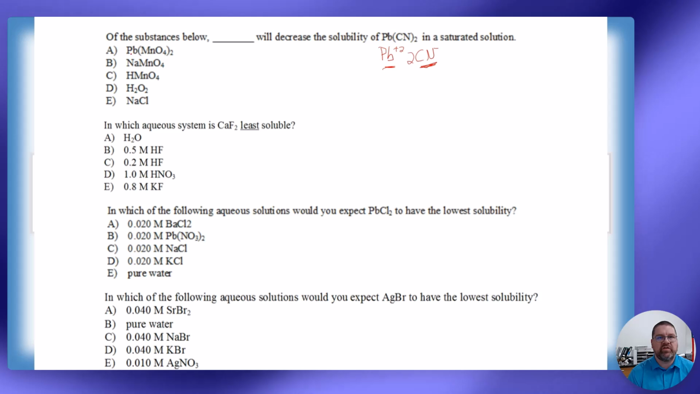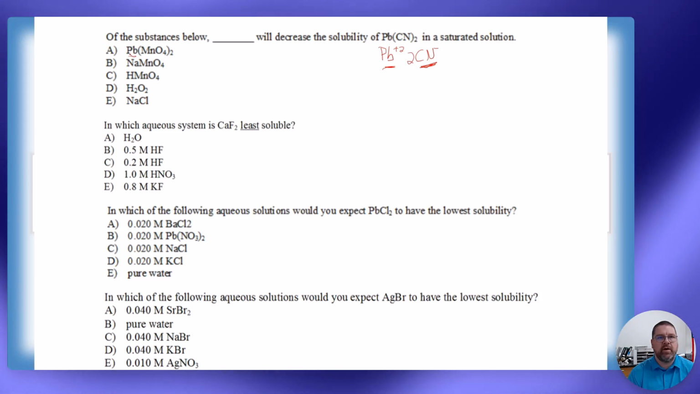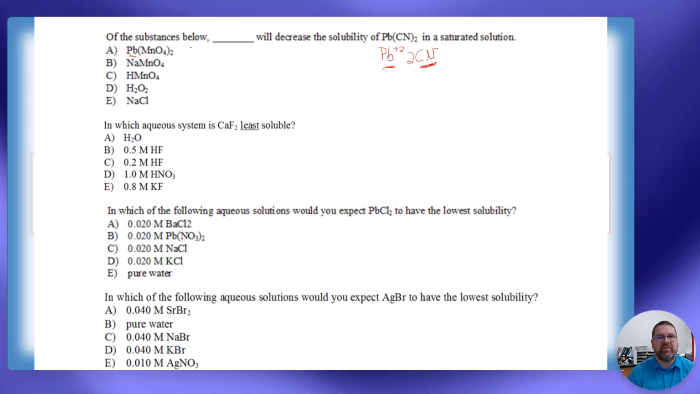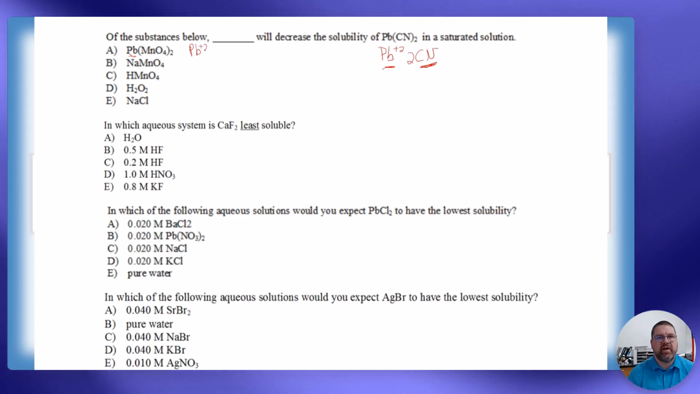And so the first one we see, definitely there's some lead there, and it is lead-2. If we do the math here, we would get lead-2 ion present in that first solution. So that one's a definite.